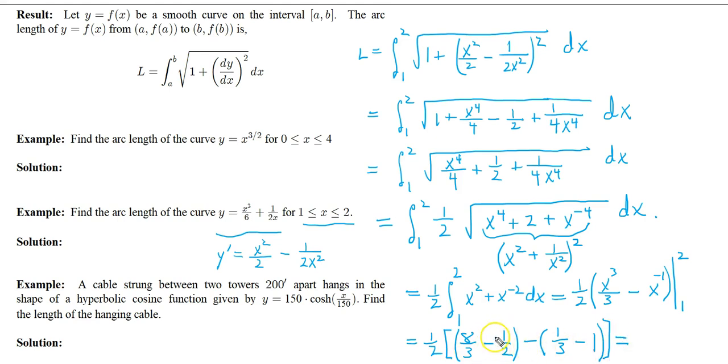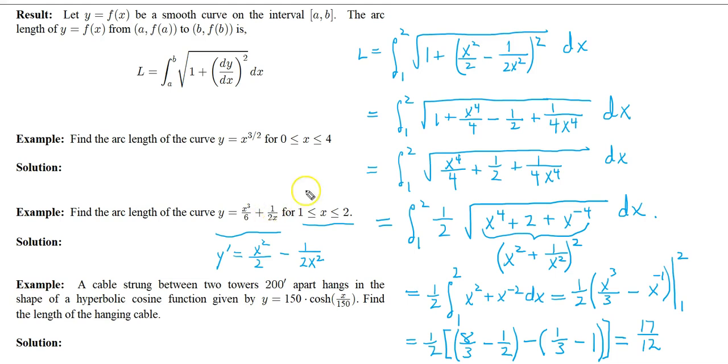And there we go. Notice if we put the 2 in here, we get 8/3 minus 1/2, putting the 2 in for the x. And if we put 1 in for the x, we get 1/3 minus 1, 1 over 1. And there you go. That is the arc length of this curve as x varies from 1 to 2.